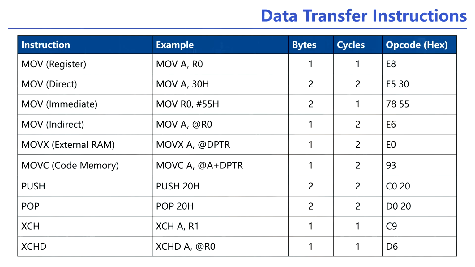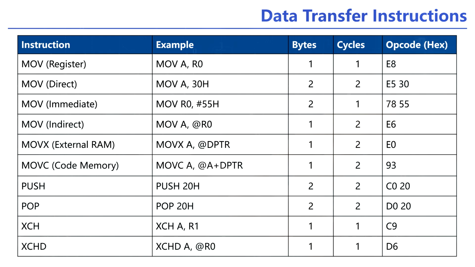Next, this is the important part. You see here there are 5 columns available. The first column is the instruction, the second column is the example, the third column is bytes, the fourth column is cycles, and the fifth column is the opcode in hexadecimal. So we can use this for programming purposes.